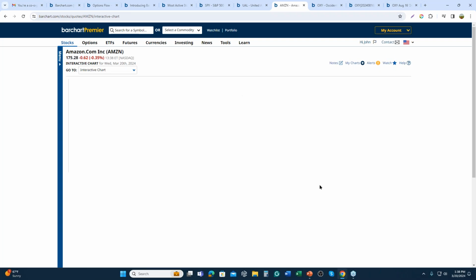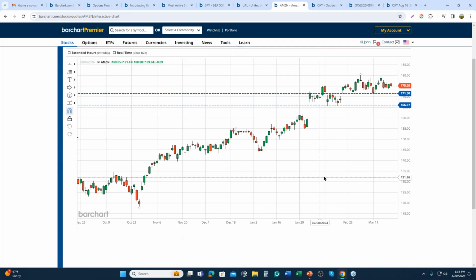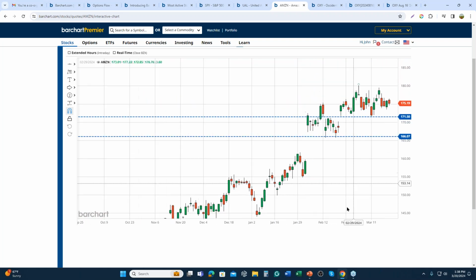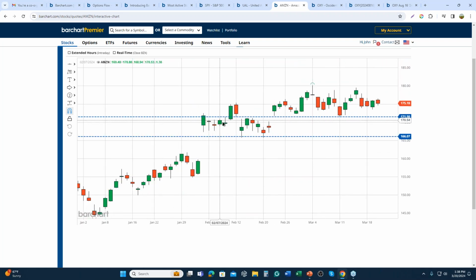And this was February 8th. There's February 8th right there. That's the little candle right here. And there's that 171. And this is what I was saying about the details of the trade, right? And think about this. The next day, Amazon got above 171.